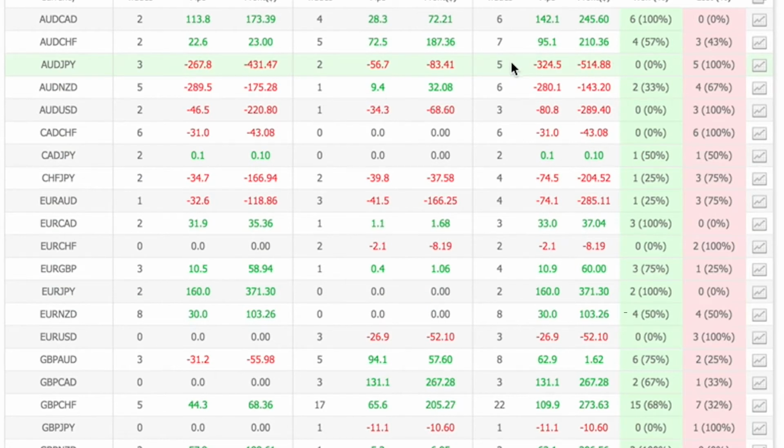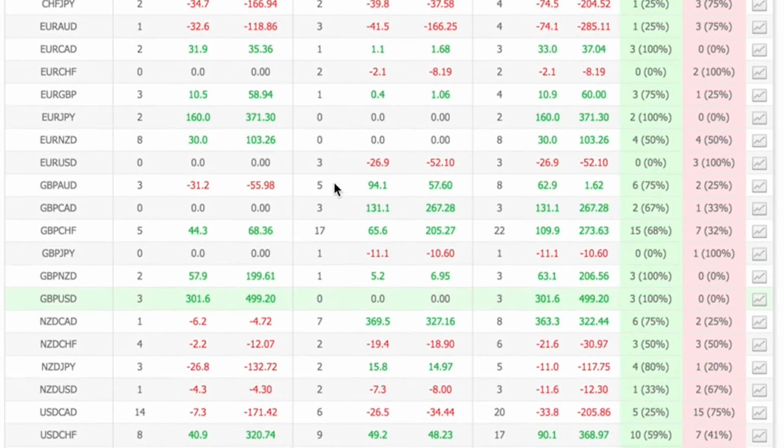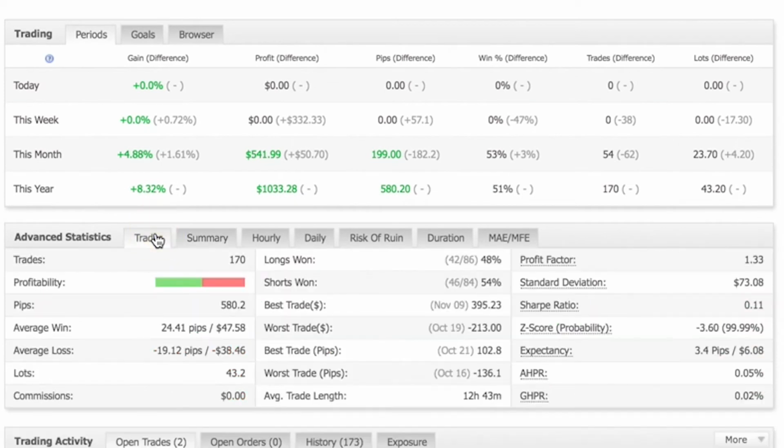five losing trades on the Aussie yen. He lost 324 pips, resulting in $514 lost on this pair. Okay, let's have a look at the average length of his positions. So, 12 hours and 43 minutes.